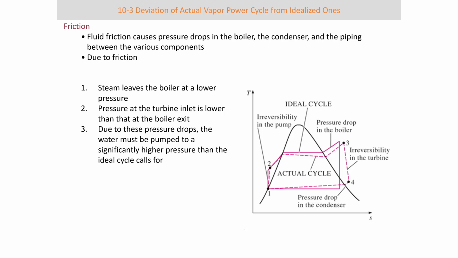So let's look at friction. Fluid friction causes pressure drops in the boiler, the condenser, and the piping between various components. Due to friction, we have three things that can occur. One, steam leaves the boiler at a lower pressure than at the inlet. Two, the pressure at the turbine inlet is lower than at the boiler exit if there's pressure drop in the piping connecting the exit of the boiler to the inlet of the turbine. And three, due to these pressure drops, the water must be pumped to a significantly higher pressure than what the ideal cycle calls for.